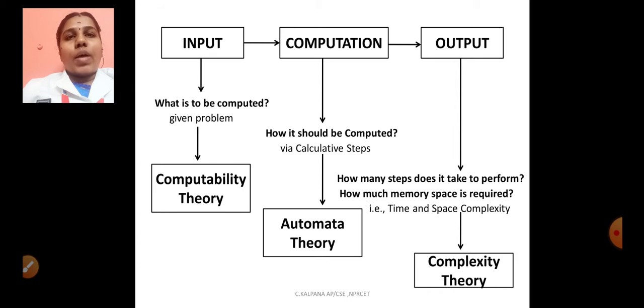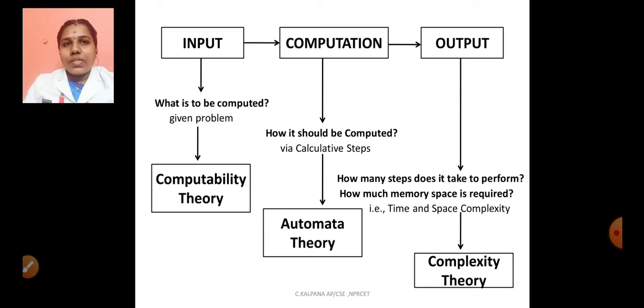So consider one problem: addition of two numbers. In addition of two numbers, we have only two inputs, one is A and another one is B. The computational process involved is an arithmetic operation, that is C equals A plus B, where C is the output. First calculate A and B and finally store the value in C, that is the output.